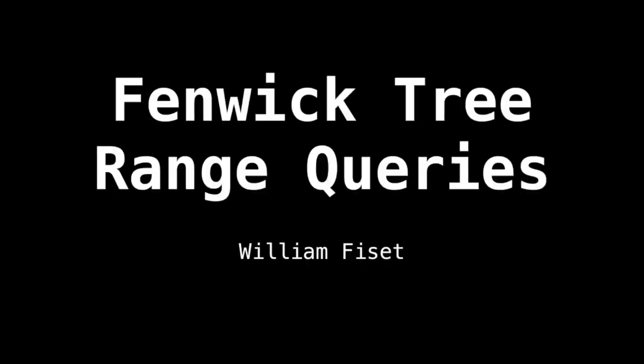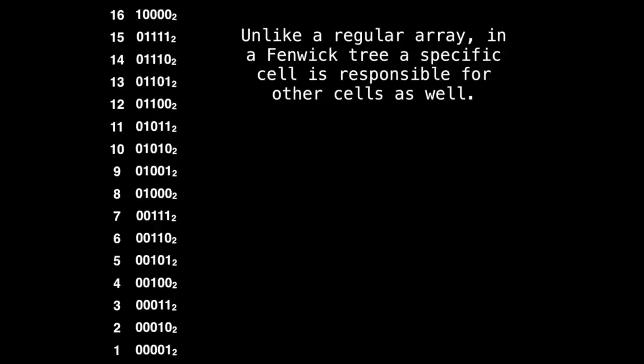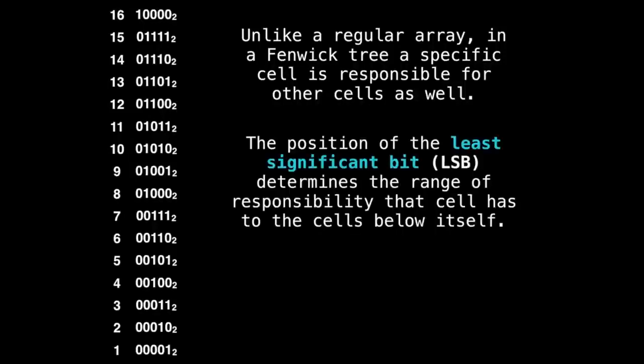Okay, so let's look at how we can do range queries on this thing. First thing you need to know is that unlike a regular array, in a Fenwick tree each cell is not responsible for itself, but rather for a range of other cells as well. So we're going to say that a cell is responsible for other cells depending on what the value of its least significant bit is in its binary representation.